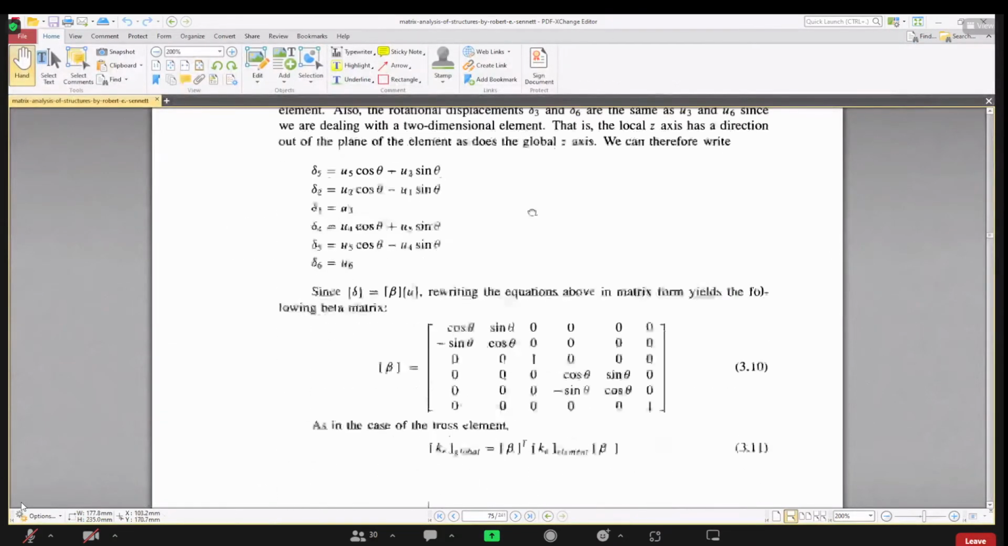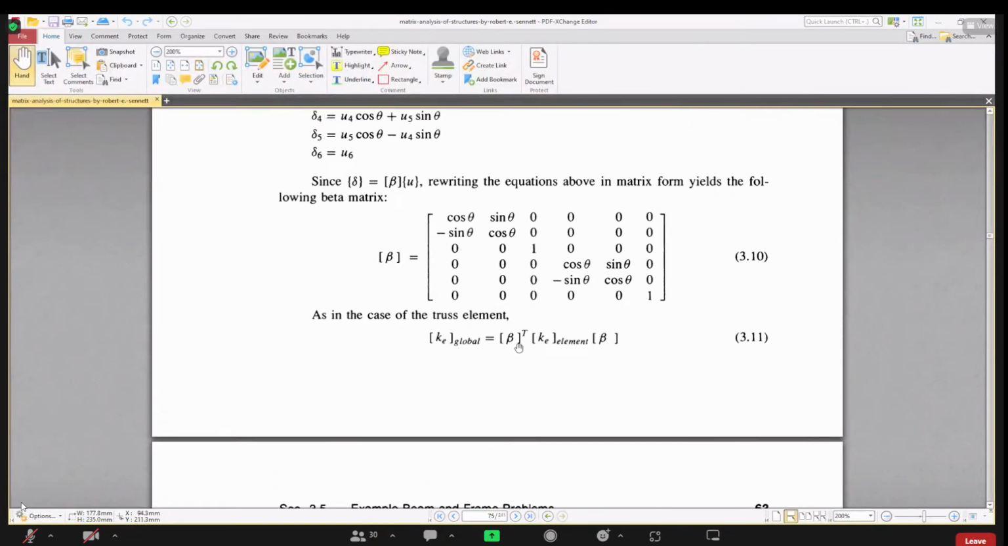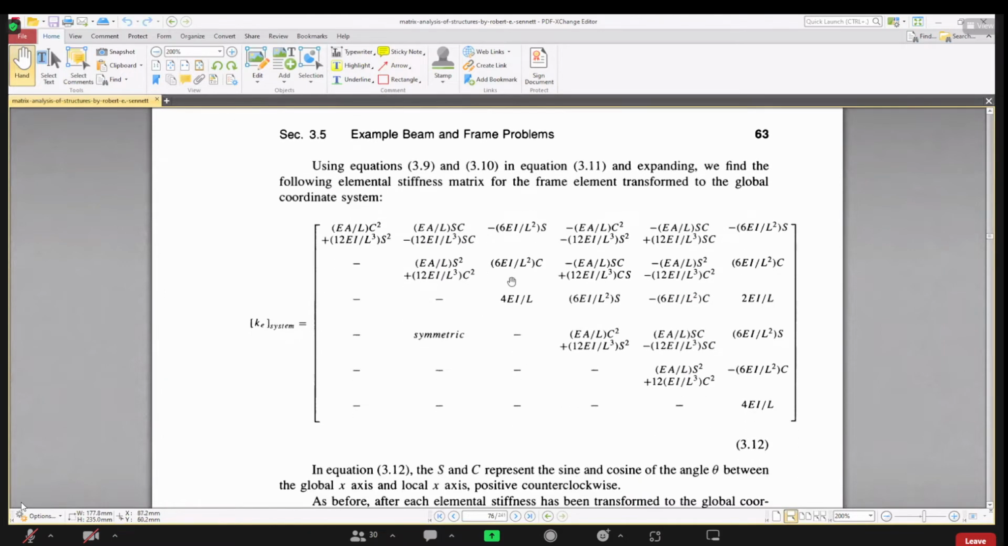So you take the transpose of beta, then multiply it by the elemental stiffness matrix times the beta matrix, and you get this. So this is now your elemental stiffness matrix in terms of the global coordinate system, or simply the system stiffness matrix. Okay? Or you can just call it big K, or you can label it global, or system.